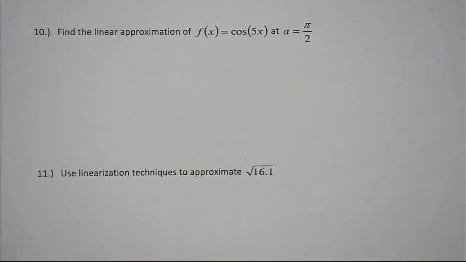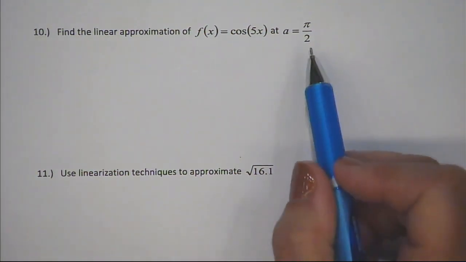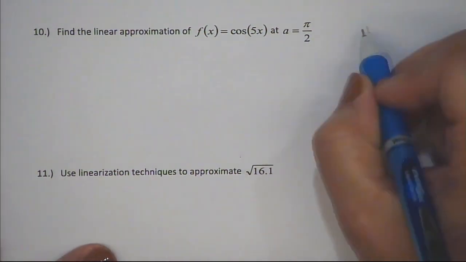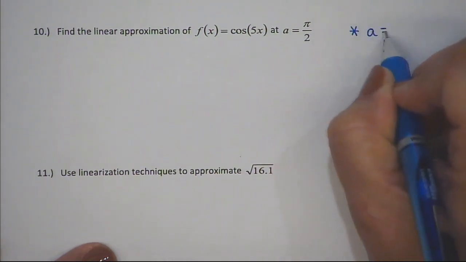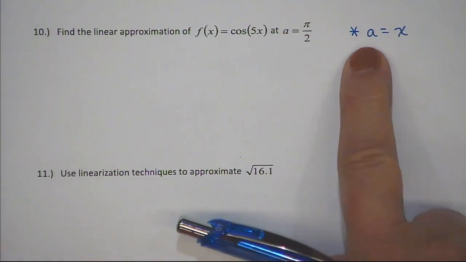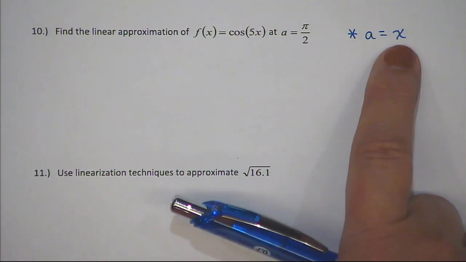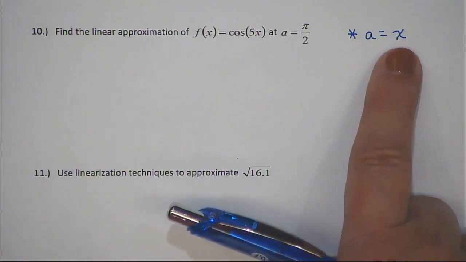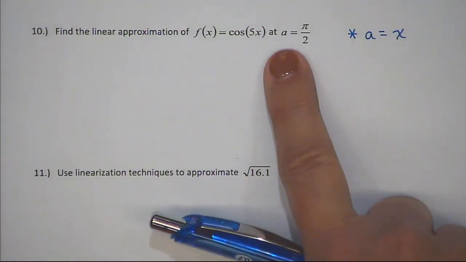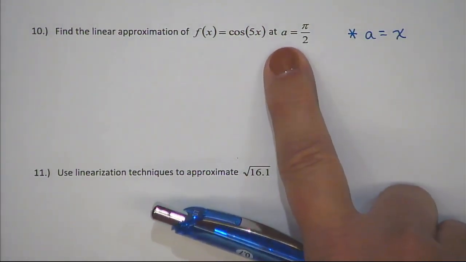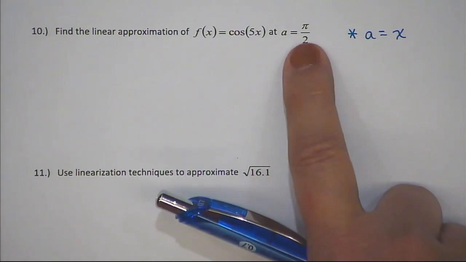Find the linear approximation of f of x equals the cosine of 5x at a equals pi over 2. All right, so first off, in linearization land, a, the point you're starting with, is your x value. So you got to kind of remember that. When they give you what a is, that is what x is. So that's the x coordinate of your ordered pair.